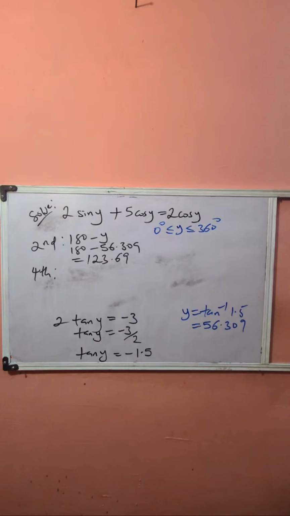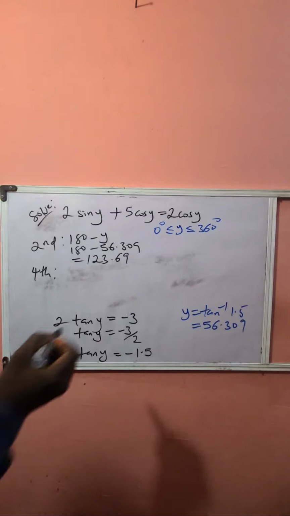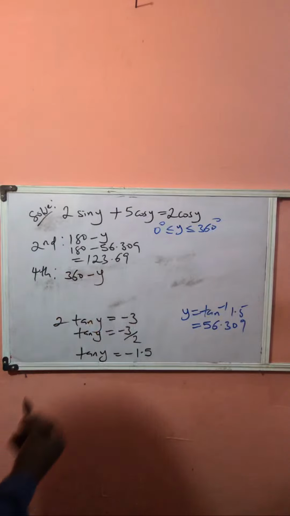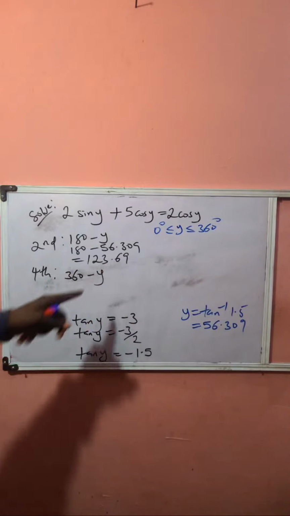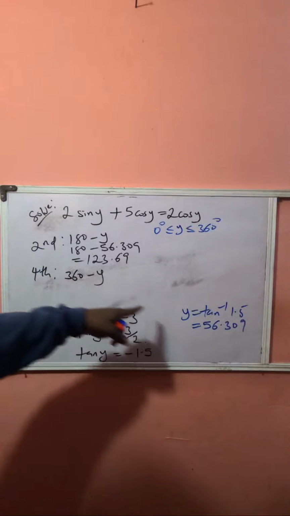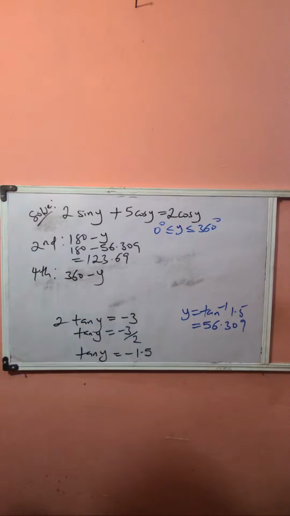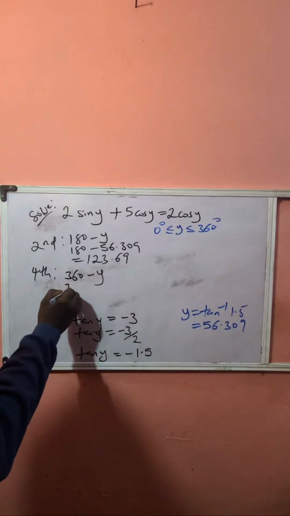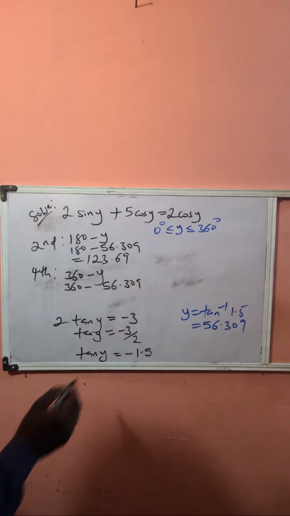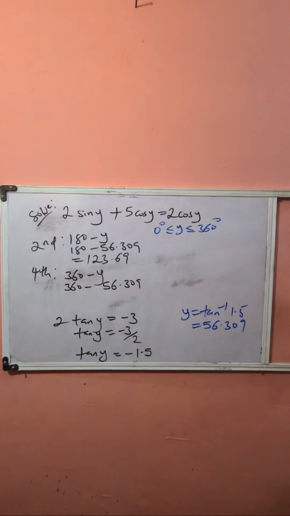For the fourth quadrant, what is the operation that takes place? We have the operation as 360 minus y, because the angle we're dealing with right here is y. So we would not be using theta here, because we're dealing with angle y. Don't forget again, this is the y value we'll be using. So what we have here will be 360 minus 56.309, and that will give me my value as 303.69.